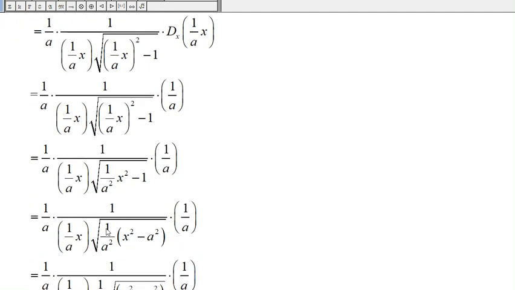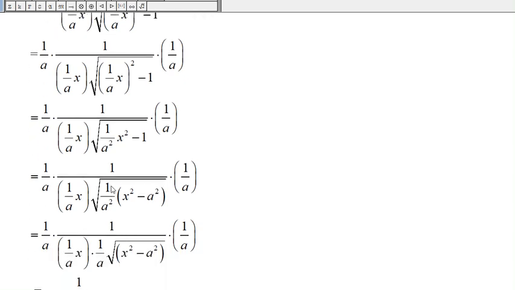And now let's factor out the 1 over a squared. So put 1 over a squared in front of the parentheses and divide each term by 1 over a squared. So divide this by 1 over a squared and divide this by 1 over a squared. And then we get x squared minus a squared. And then we can check that 1 over a squared times x squared is 1 over a squared times x squared. 1 over a squared times a squared is just 1.